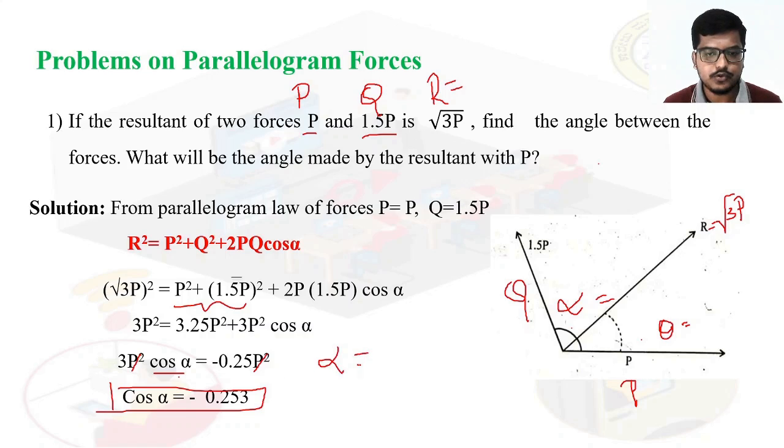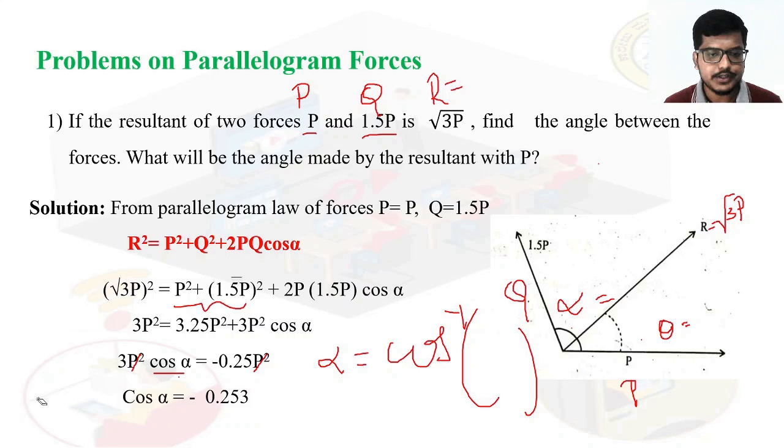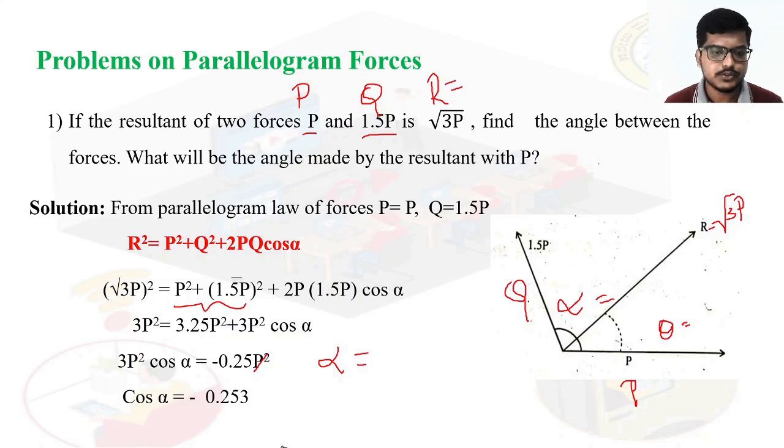So alpha is equal to cos inverse of that value. So alpha will be equal to 94.78 degrees. This is the value of alpha. You can easily solve it with the help of the calculator. So alpha is equal to 94.78 degrees.